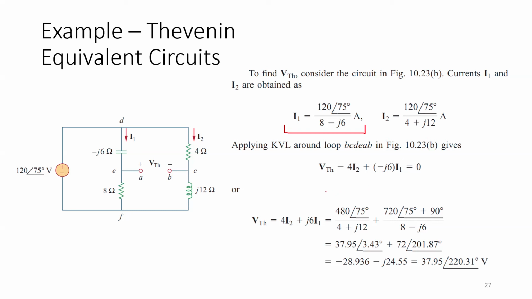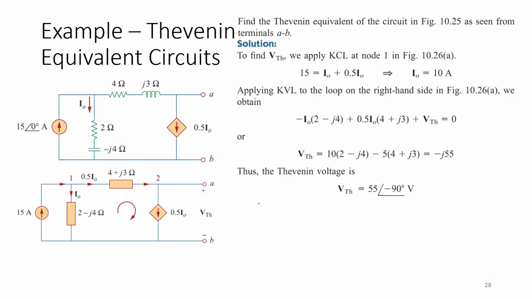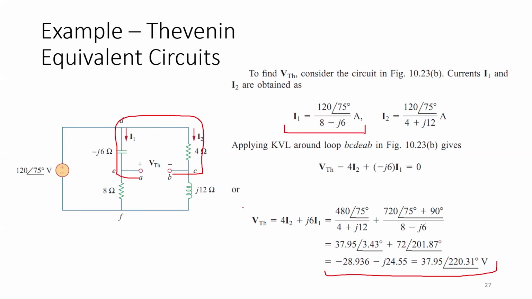And in order to get the Thevenin equivalent voltage, we can apply KVL around loop B, C, D, E, A, and B. By simply applying KVL, we reach the final conclusion like this one. So this is our Thevenin equivalent voltage, and the Thevenin equivalent impedance was found on the previous slide. In this way, we conclude our calculation for this example.